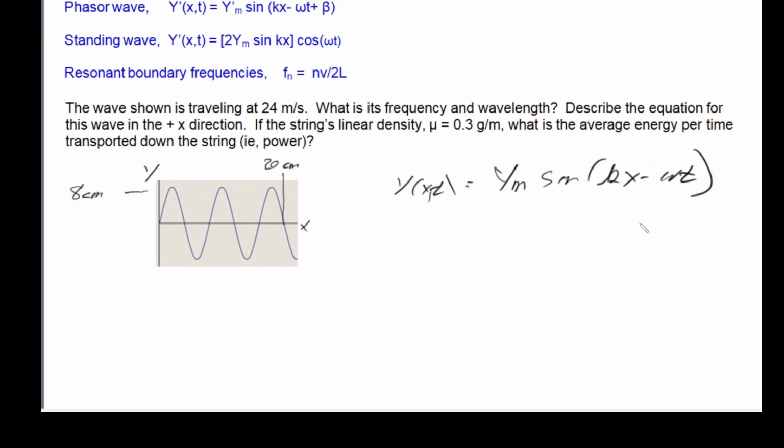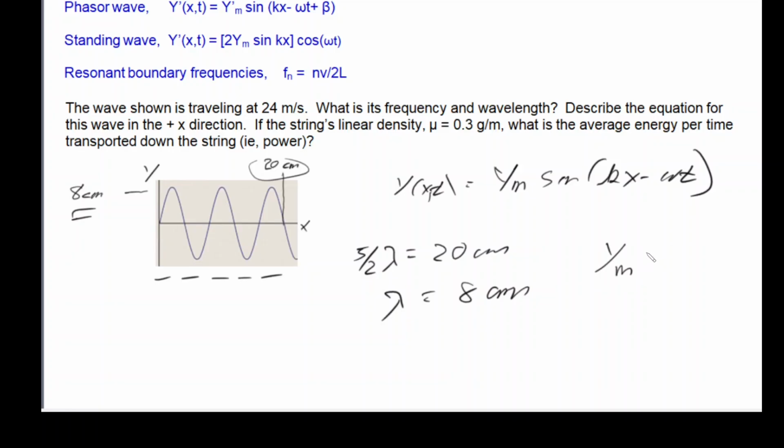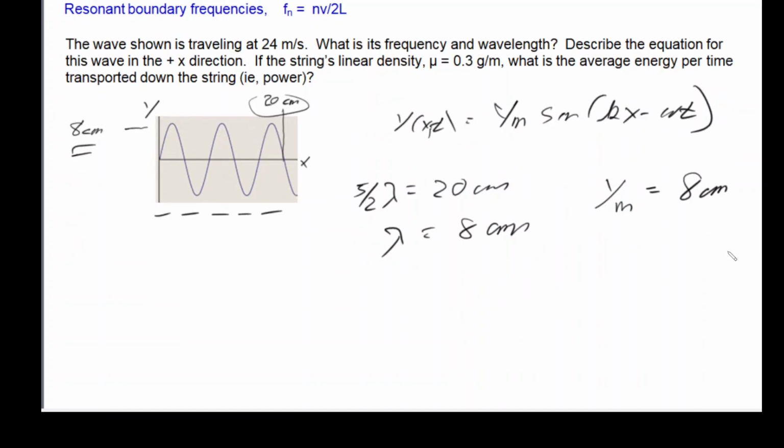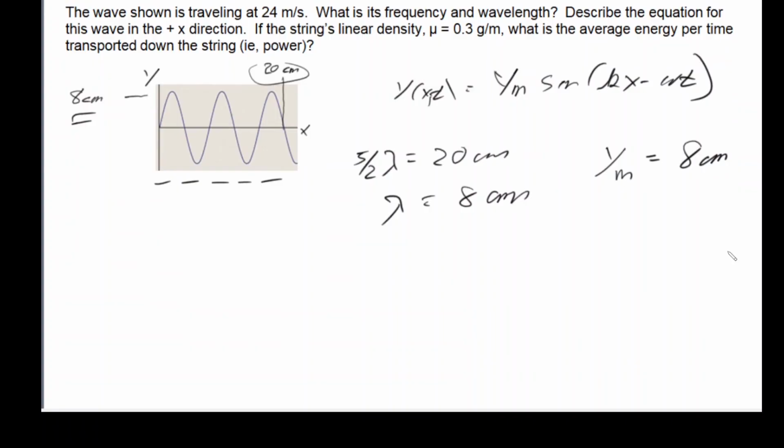So the first thing to notice is that there are 5 half wavelengths in 20 centimeters. So there are 5 half wavelengths, gives 20 centimeters. So our wavelength comes out to be 8 centimeters. We also see from the graph that our amplitude, or ym, is equal to 8 centimeters. And now we just have to find k and omega.